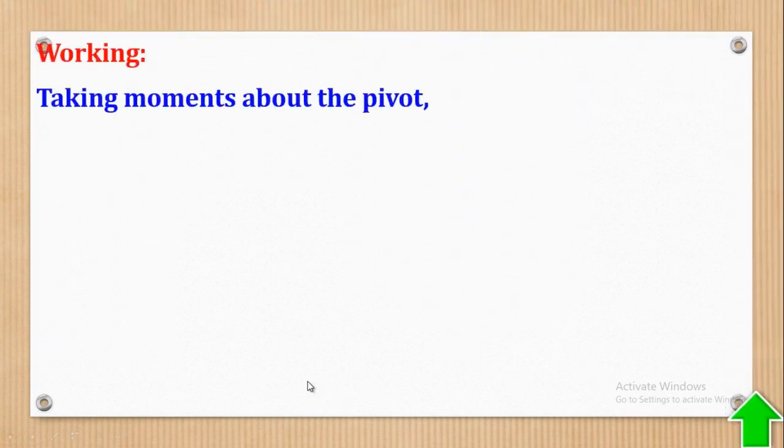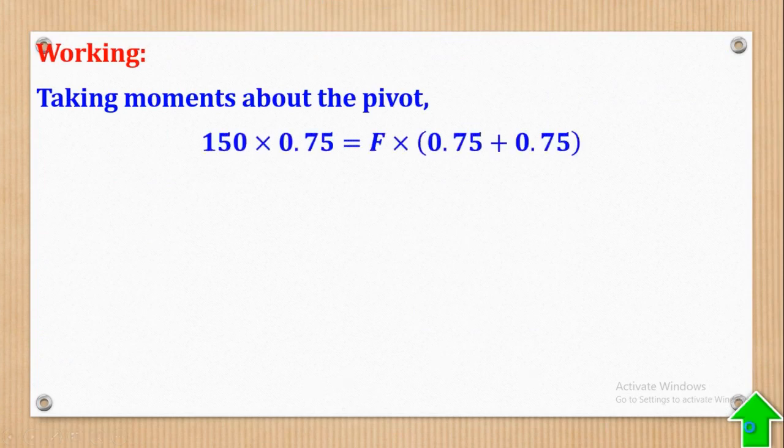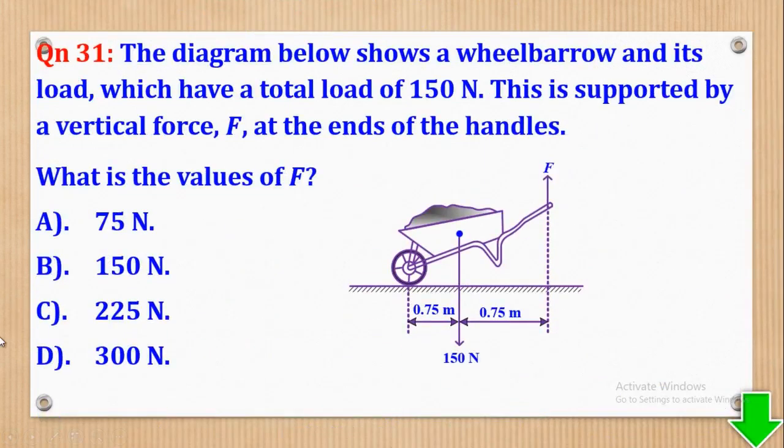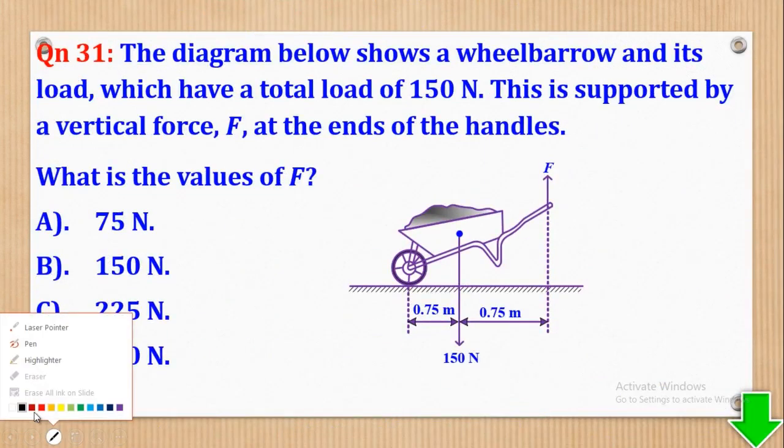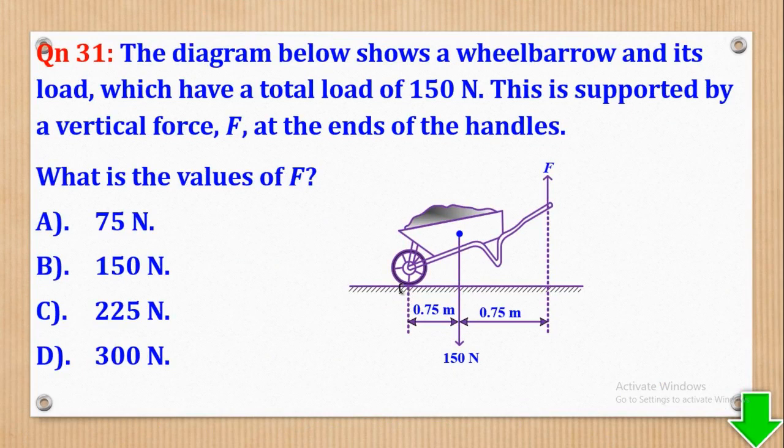So it's in equilibrium, so we shall take moments about the pivot. We know that the sum of clockwise moments is equal to the sum of anti-clockwise moments. So about this pivot, this force is clockwise and this one is anti-clockwise. For this one, the force will be this and the perpendicular distance is 0.75.